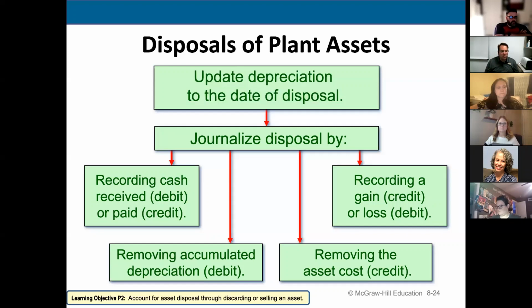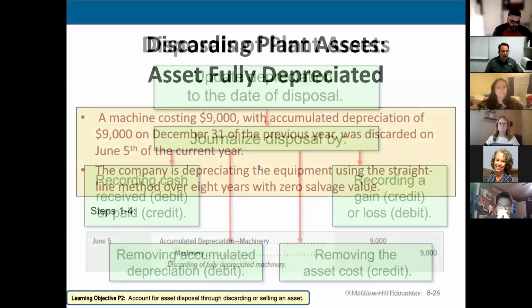Then we have to journalize the disposal by recording any cash we receive, which would be a debit to cash, or any cash we have to pay. It always stinks when you're getting rid of an asset and you have to pay someone else to get rid of it, right? You have to pay them to haul it off or something. Recording any gain or loss. We have to remove the accumulated depreciation account, and we have to remove the asset cost account. I'll give you an example here in a minute, but that's the process by which we record the disposal of a plant asset.